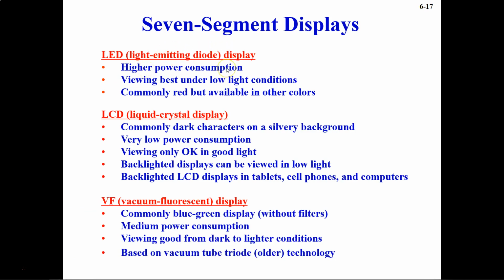Starting with the LED display, which is a very common type of display, its power consumption is high. Its viewing is best under low light condition, and commonly you may see LED type display in red color, however they are also available in other colors. An example would be a digital wall clock, and some digital clocks have LED displays. Outside stores you may have seen the hoarding of open and close, which has an LED display. These can also be used in multimeters. In multimeters also sometimes they have LED displays. So this type of display is very common.